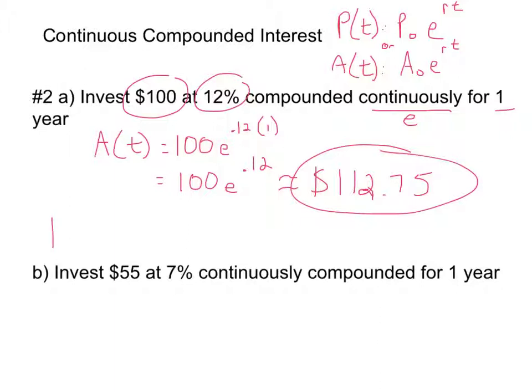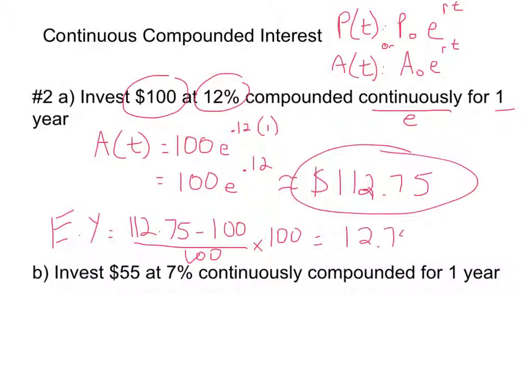Find the effective yield. Take the new 112.75 minus the old $100 divided by the old $100 times 100 to turn it into a percent. And you're going to get 12.75% effective yield. Or, I'm sorry, that's your percent increase. That's another way to say it, is just say percent increase.